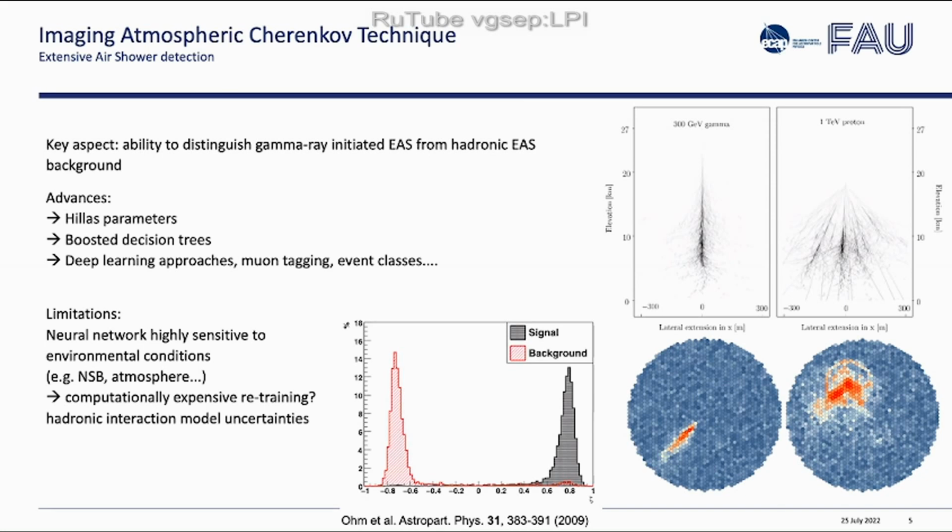There are some limitations to this, however. We're finding that neural networks can be highly sensitive to the environmental conditions of the experiment, and they can also be computationally expensive if you need to retrain the networks every time the level of background light changes, so you have a different moon phase or a different region of the sky, or if the atmospheric conditions change. We also have some limitations due to hadronic interaction models, the simulation interaction model.